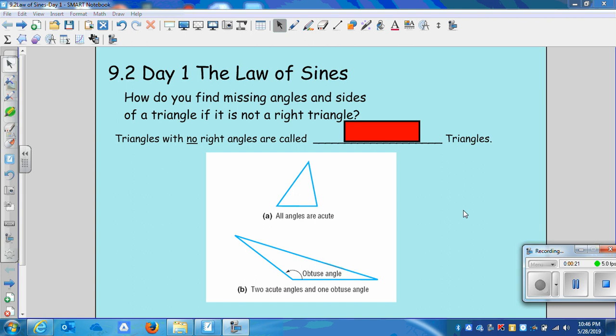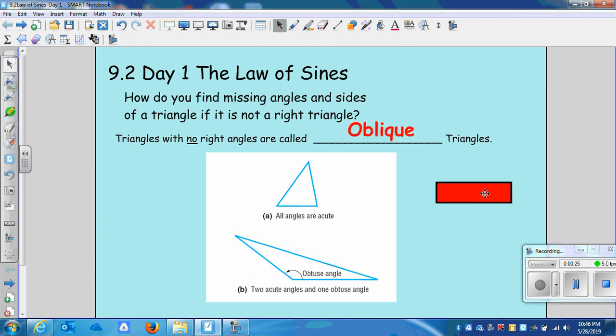Triangles that don't have any right angles at all are called oblique triangles. So what you see in A and B are two examples of triangles that are not right triangles. The first one is where all three angles inside of the triangle are acute, and the second picture shows you one angle being obtuse and the other two angles would have to be acute.